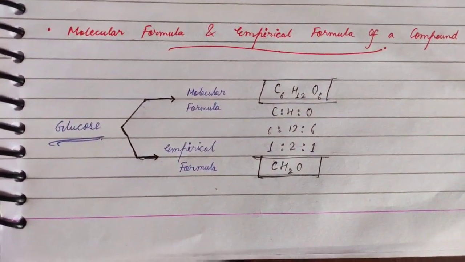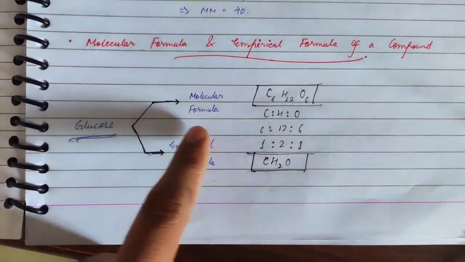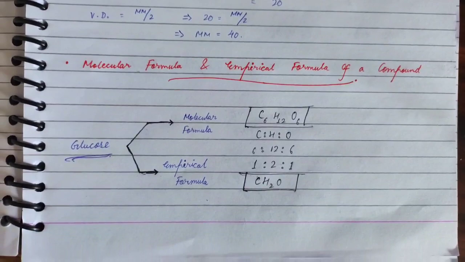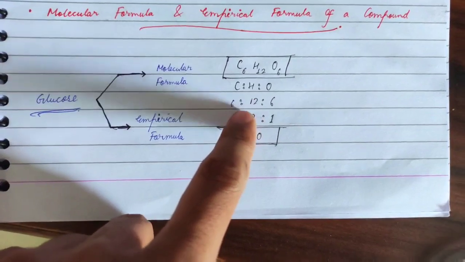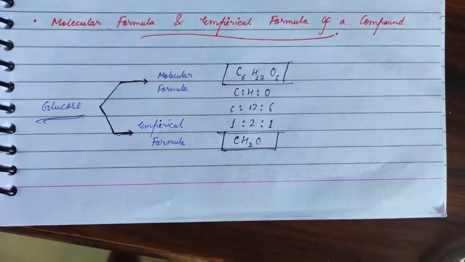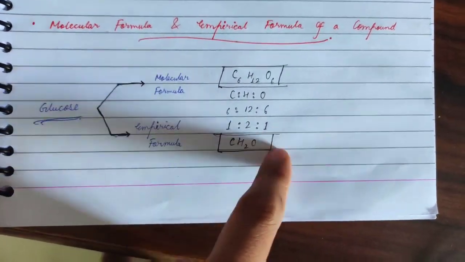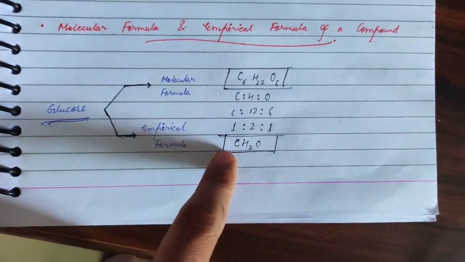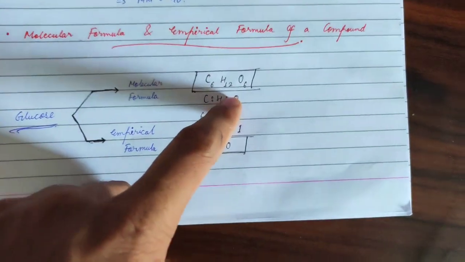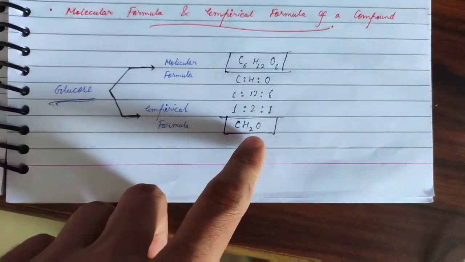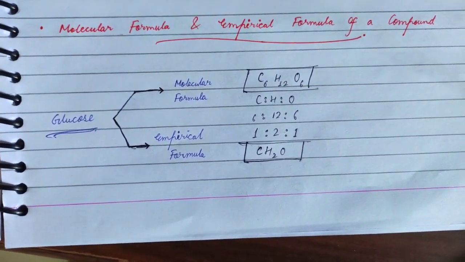Okay, so see, here is an example. Molecular formula of glucose is C6H12O6. Now I am writing it in the ratio form, C is to H is to O, 6 is to 12 is to 6. Now if we simplify it, we cancel it with 6, then it becomes 1 is to 2 is to 1. Now empirical formula will be, value of C will be 1, value of H will be 2 and value of O will be 1. So it becomes CH2O. So basically empirical formula is the simplest form of the molecular formula.